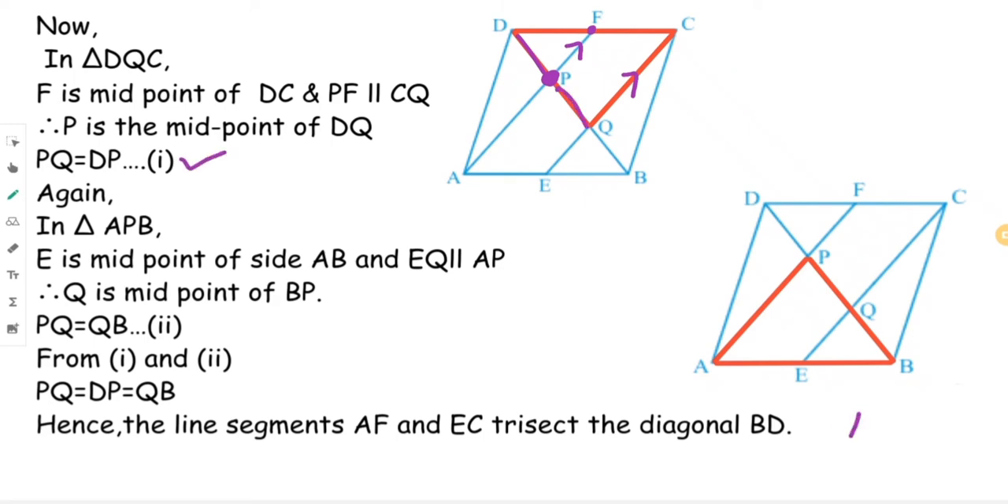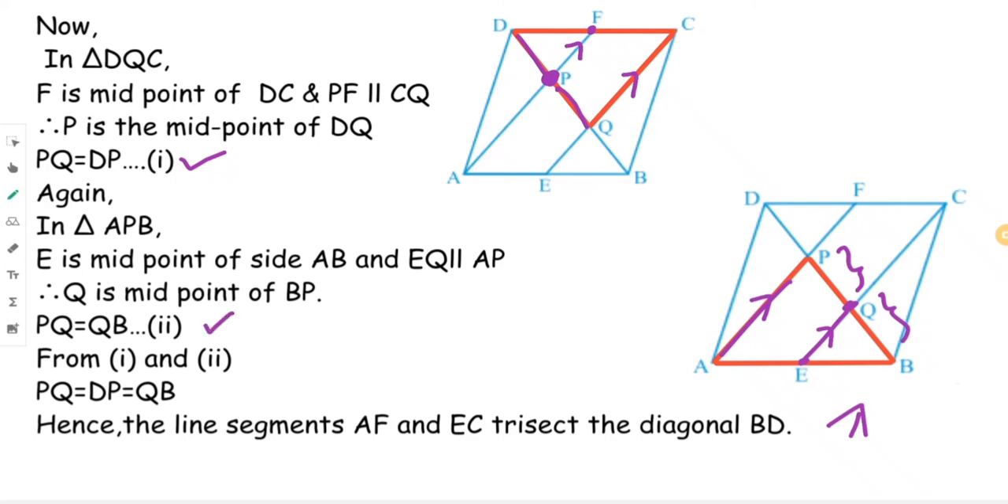Now once again, look at the lower triangle. The question gave us that E is the midpoint of AB, right? And we have already proved that this line EQ is parallel to the line AP, which means Q has to be the midpoint. And if Q is a midpoint, we can say PQ equals QB. Alright, so there's our equation 2.